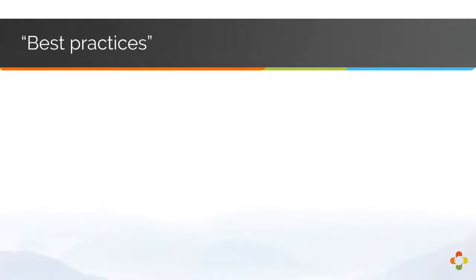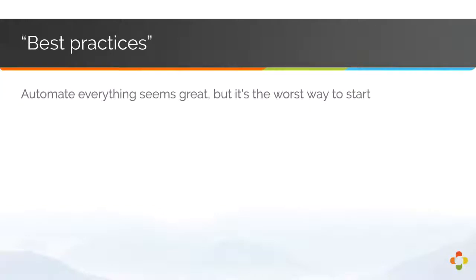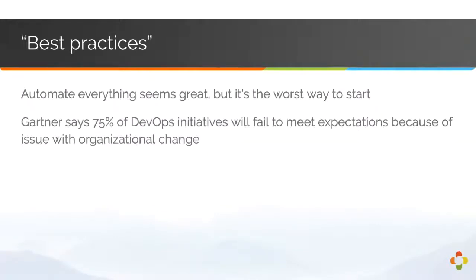And so the industry throws a lot of best practices at you. One of the things they throw at you is that, well, you should just automate everything. That seems great. It seems like a really solid way to go about things, but it's actually the most horrible way you can possibly start an automation project. Gartner says that 75% of DevOps initiatives will just straight fail to meet any expectations in the business, and that most of the time this is due to organizational change, or the lack of organizational change.